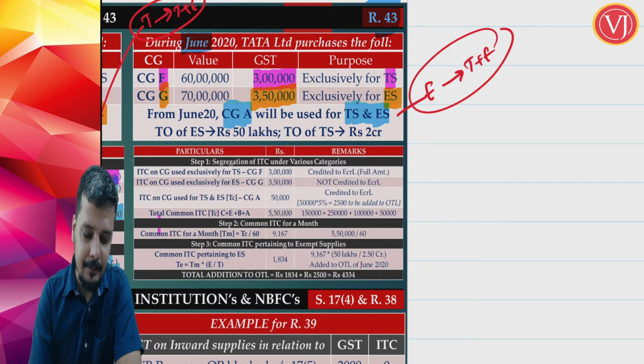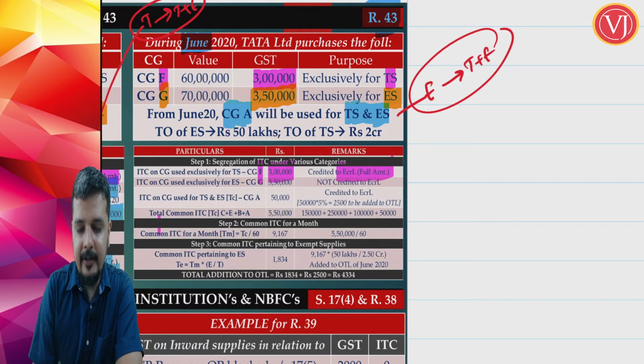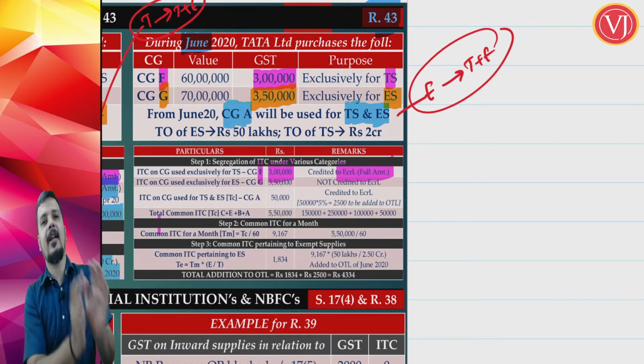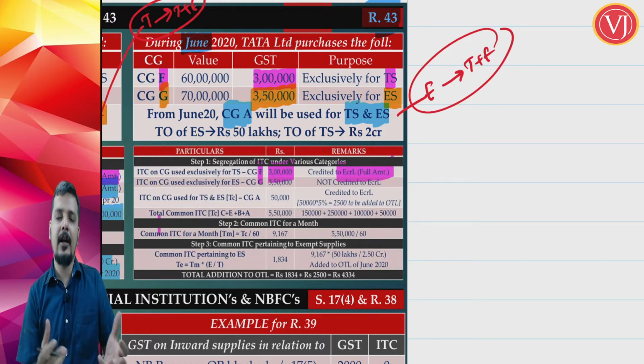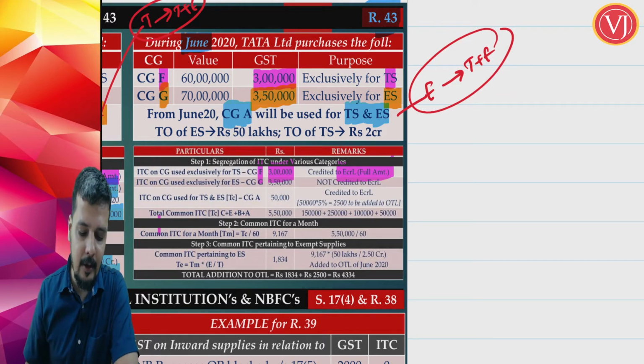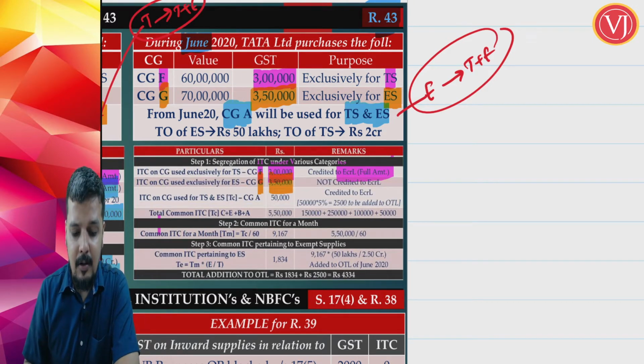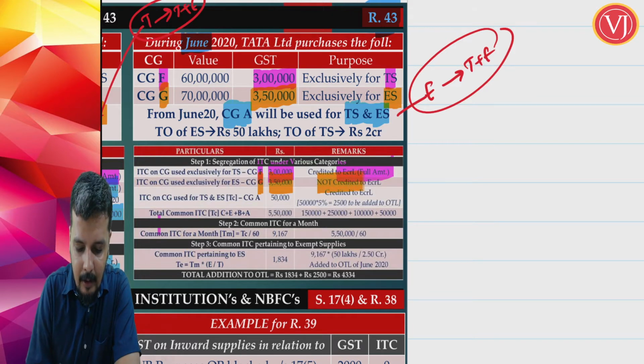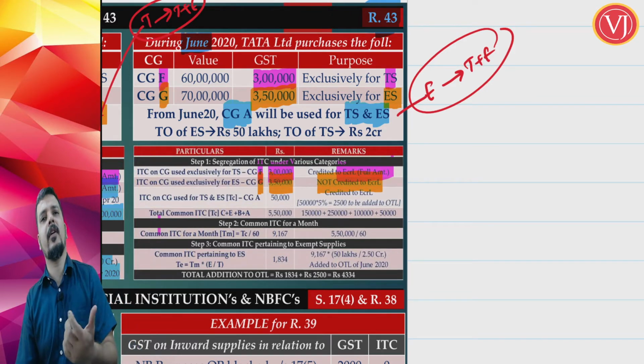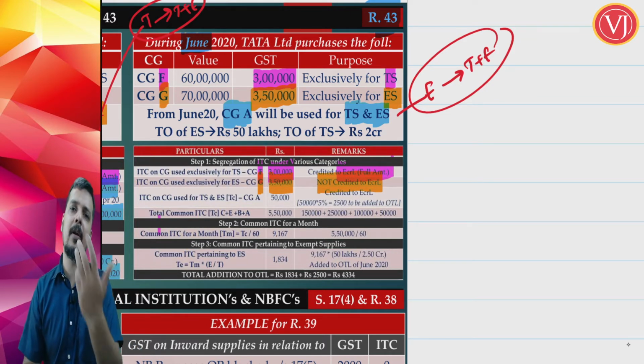Step number 1. What will happen? Capital goods F, no worries. Entire 3 lakhs will be credited to the electronic credit ledger. Capital goods F is used only for taxable supply, so it should get full credit and it will be fully credited to the electronic credit ledger. Capital goods G, 3,50,000. You should not get any credit and you are not going to get any credit because it is only used for exempt supply.